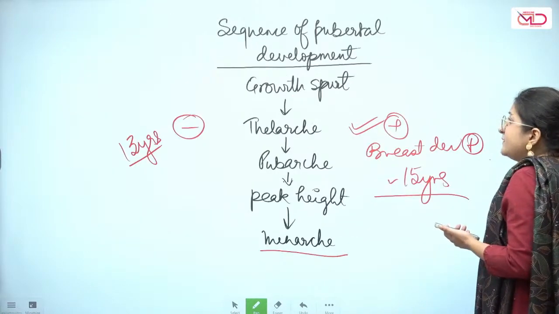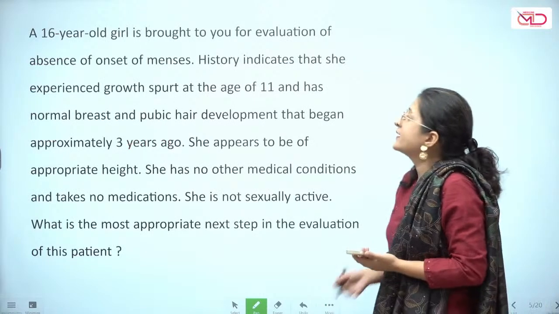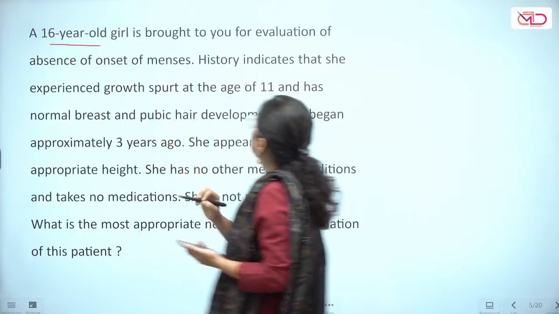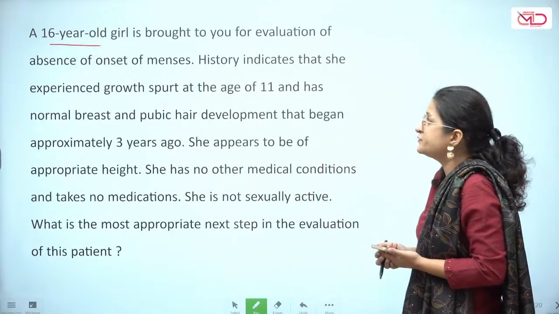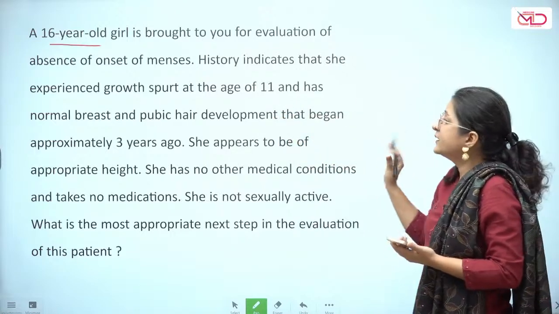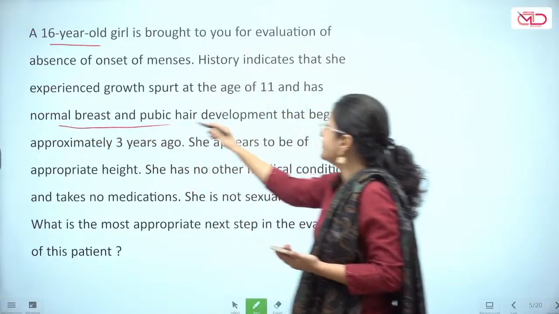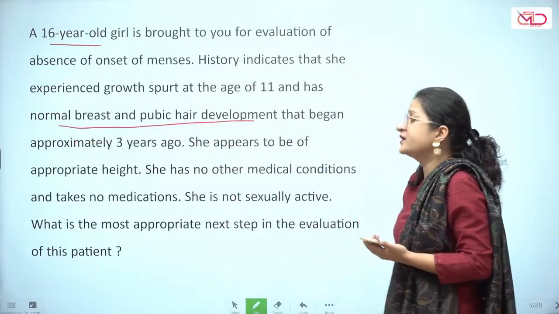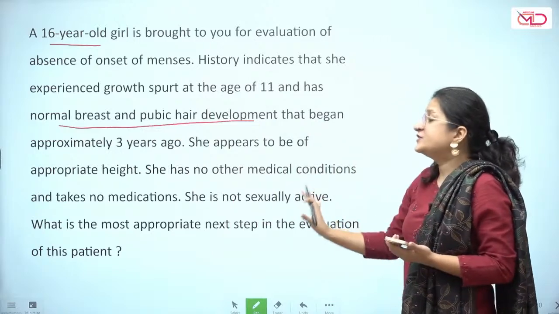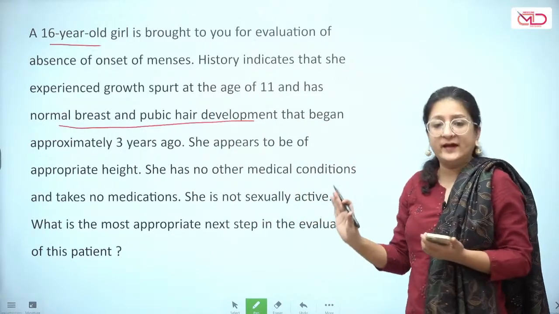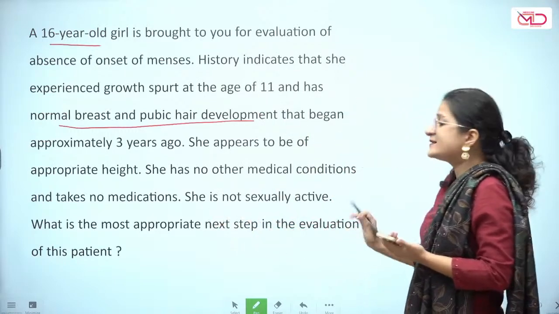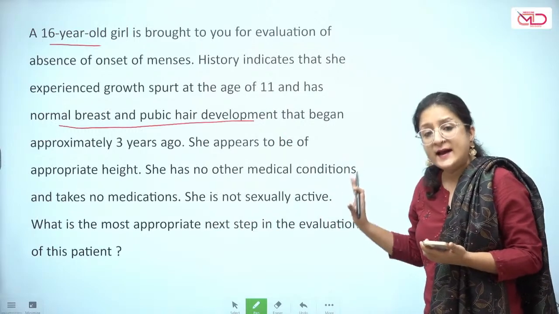Now, let's have a look at the second question. Now, this time there is a 16-year-old girl who's been brought to you for evaluation of absence of menses. History indicates that she experienced growth spurt at the age of 11. She has normal breast and pubic hair development that began approximately 3 years ago. She appears to be of appropriate height. She has no other medical condition and takes no medication. So same profile, okay? But now the age is 16 years. What is the most appropriate next step in the evaluation of this patient now?